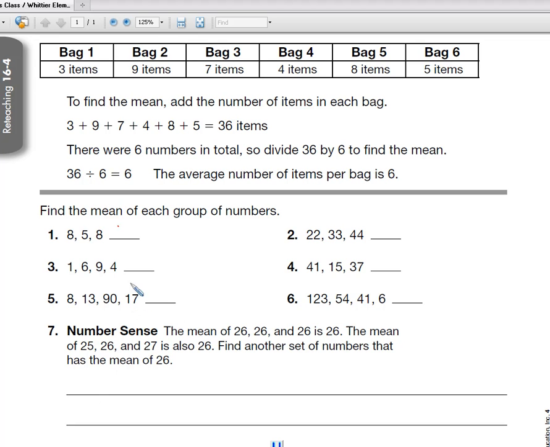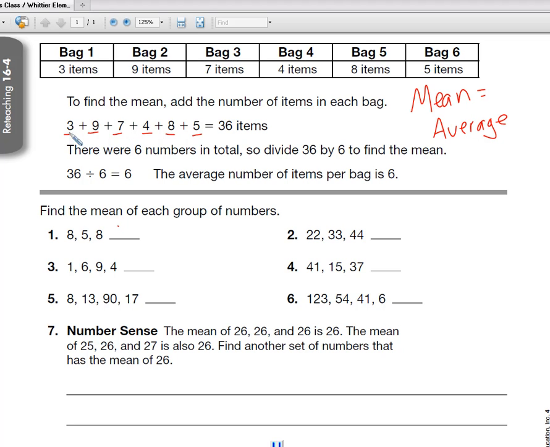Okay, we're doing 16-4 tonight, which is finding the mean of a set of numbers. Remember, mean means the same thing as average. So for finding the mean of a set of numbers, that means we have a bunch of numbers. For example here, this one had 3, 9, 7, 4, 8, and 5. We had a set of numbers, and we're going to average them out to see what the average is.